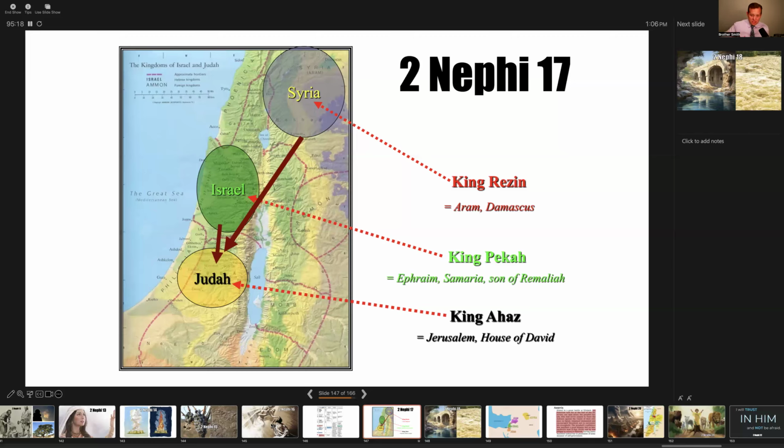So that's the message of 2 Nephi 17: Isaiah is going to go talk to Ahaz, the king of Judah, and say, I know you're scared of these two other countries coming, but they're not going to come. They're going to be destroyed by Assyria.